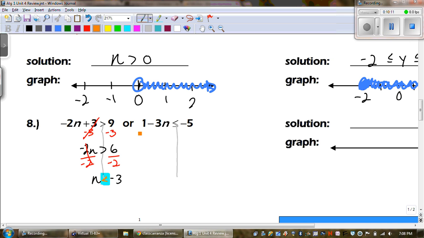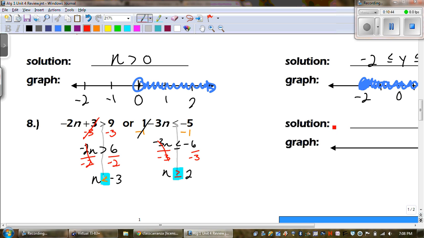Okay, now on the right side, we're going to subtract the 1 first. Those cancel, we've got negative 3n is less than or equal to negative 6. Divide both sides by negative 3. And we get n. Negative 6 divided by negative 3 is positive 2. And once again, we divided by a negative, so we have to flip the sign.